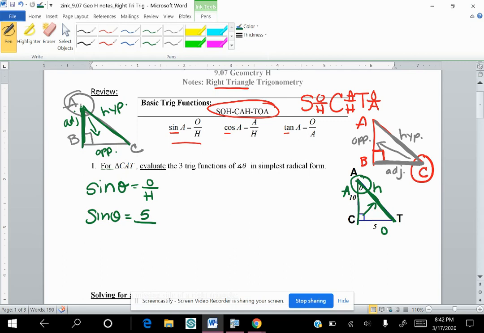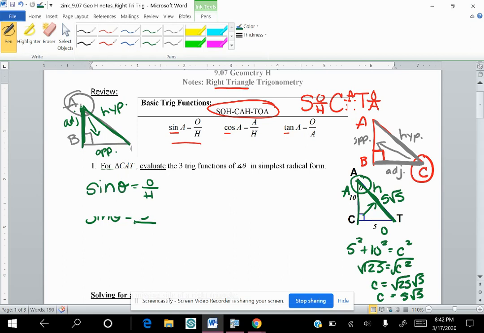How can I find the missing side of a right triangle? Oh, you said Pythagorean theorem? Then you would be right. I'm just going to do it down here. 5 squared plus 10 squared equals, and this is actually side C squared. So then we have 25 and 100 gives us 125. Take the square root. We want to leave that in simplest radical form. So C, or side AT, is going to be radical 25 times radical 5, or just 5 radical 5.